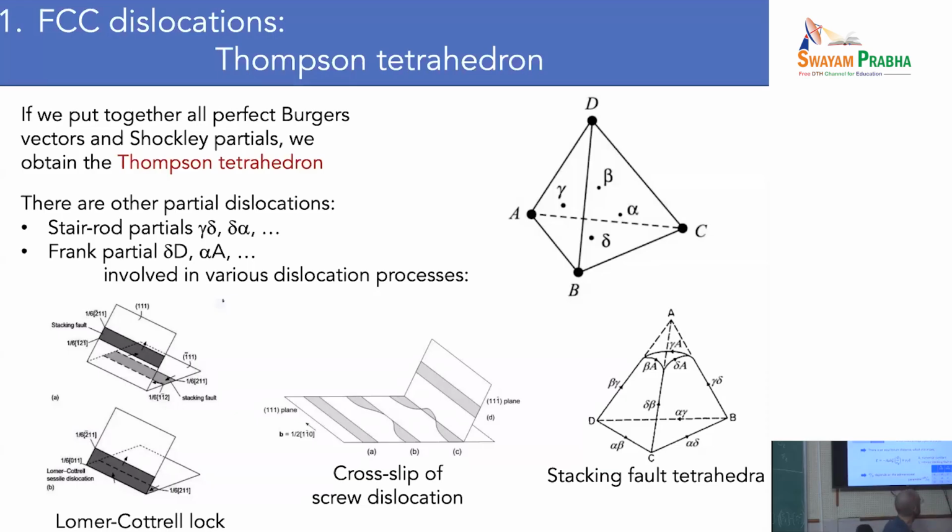And you can see all of them here in the Thomson tetrahedron. So we have seen one which is of a large amplitude, which is A gamma minus B delta. There's one which is very short. Now you have other things. For example, you can join gamma with delta. You see this vector here? This is another stair rod, and this is a very short segment.